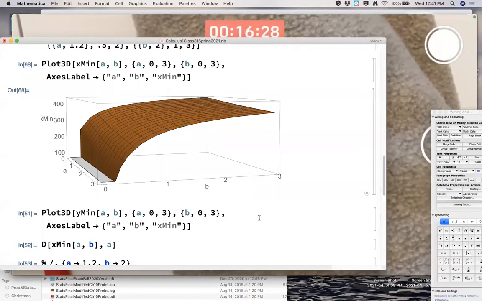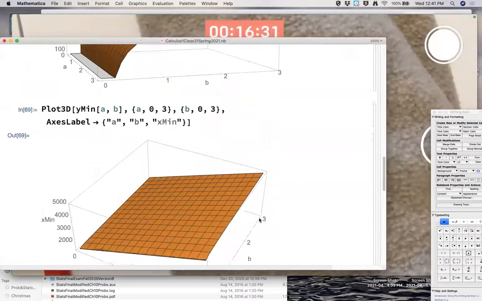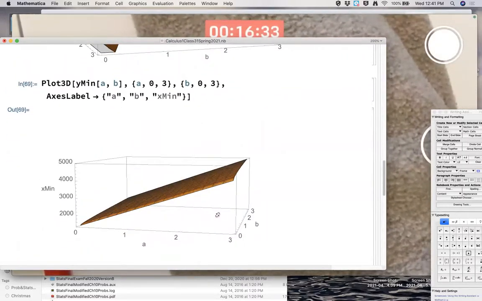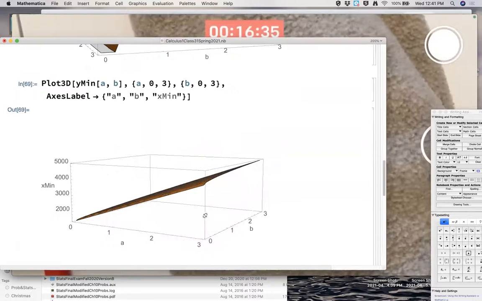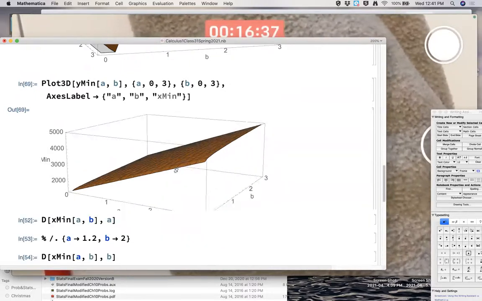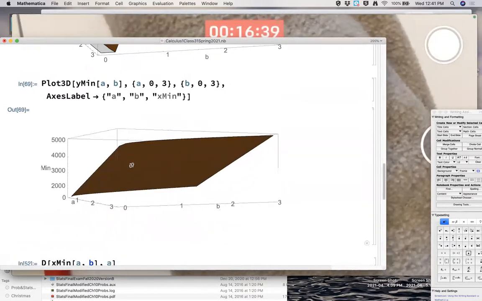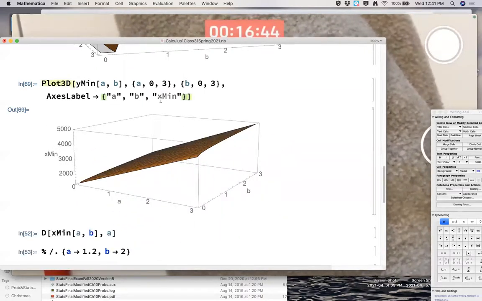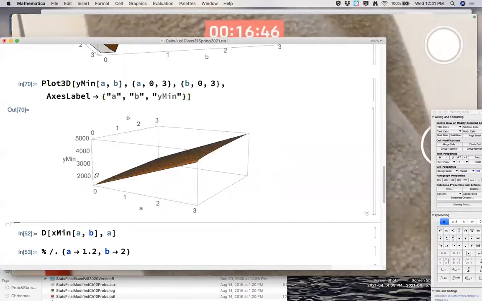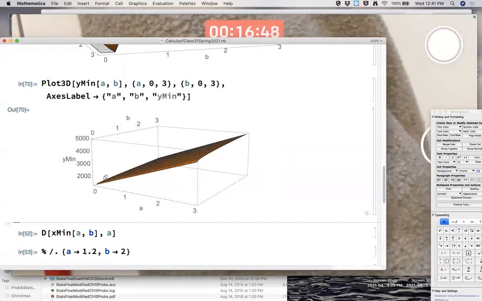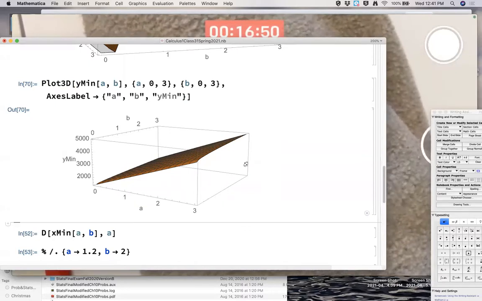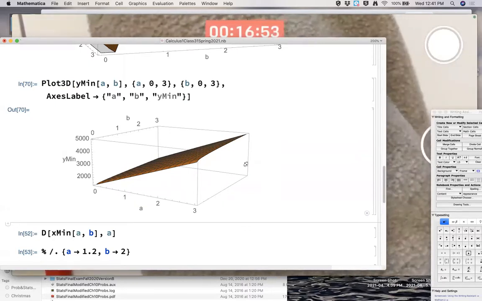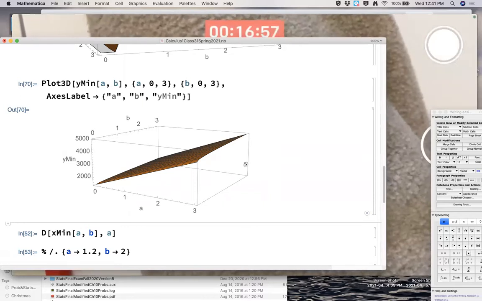You could also graph Y min in terms of A and B. Looks like a plane. It's not a plane. It just looks like one. You can see a little bit of curvature right there. And generally speaking, it looks like, oh, I labeled this wrong. This should be Y min. This is the minimum cost over here. It looks like the minimum cost goes up whether A increases or B increases, which makes sense. If A and B both increase, that's definitely going to affect the total cost. It's going to make the cost go up when they increase.